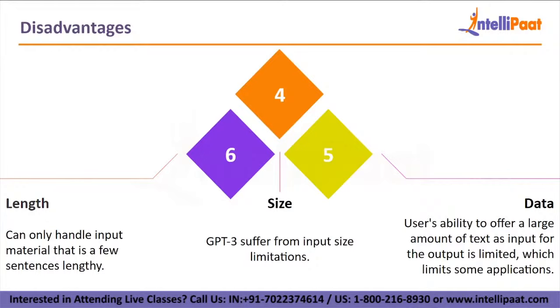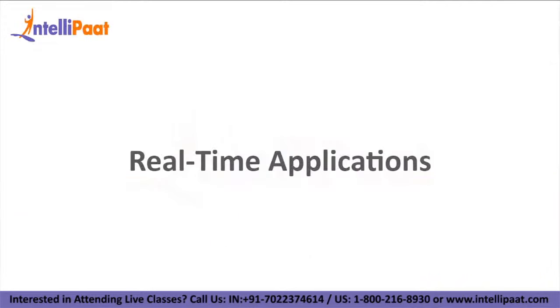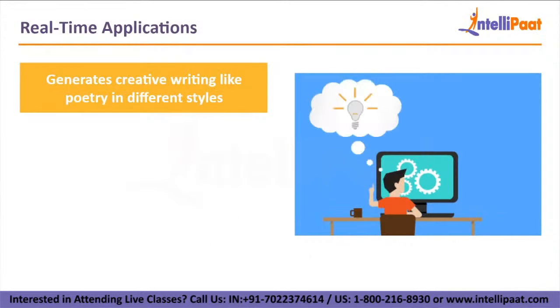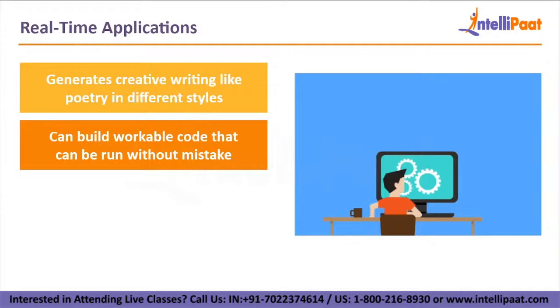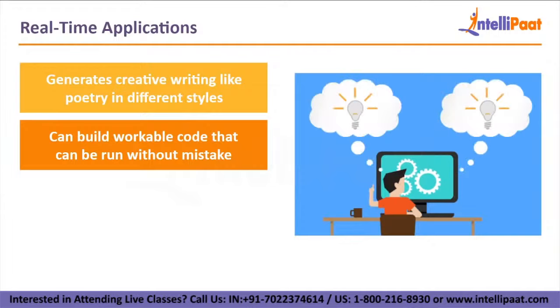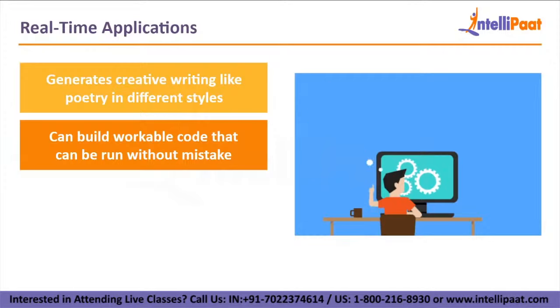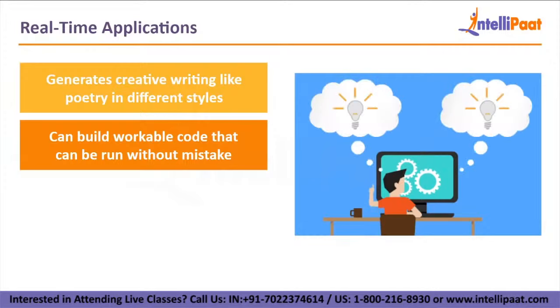The next topic in line is real-time applications. GPT-3 may be utilized in a variety of ways because of its robust text production capabilities. GPT-3 is a program that generates creative writing, including blogs, posts, commercial copy, and even poetry in the manner of Shakespeare, Edgar Allan Poe, and other well-known authors and poets. GPT-3 can build workable code that can be run without mistakes, using only a few bits of sample code text, because programming code is merely a type of text.